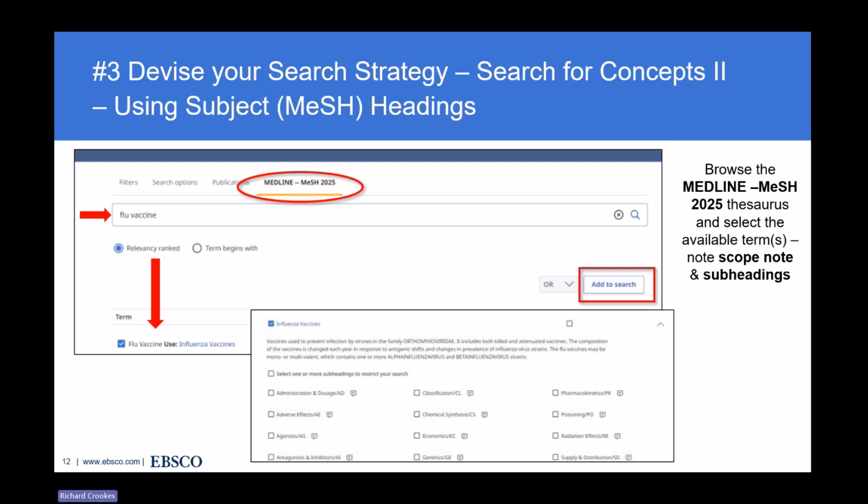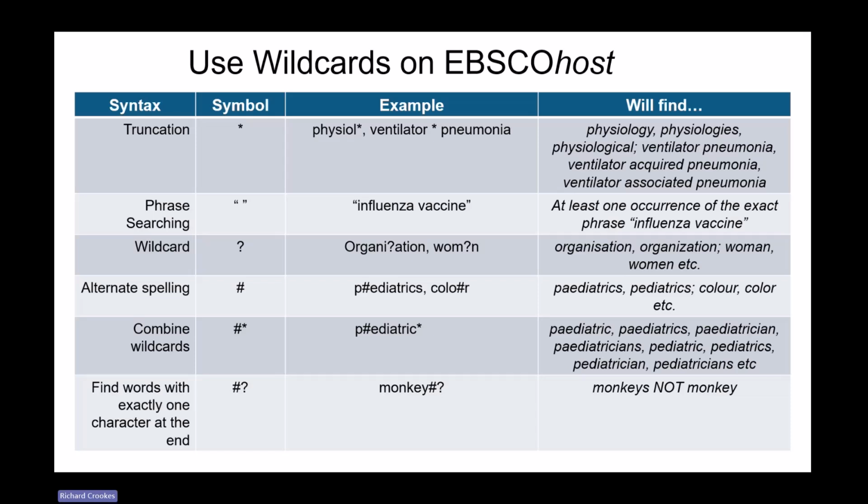Okay, and then you would add that to the search. You can, of course, see the scope note and also choose subheadings if you wish to focus more specifically on a particular aspect of influenza vaccine. And once you've selected the term or terms, you can then add to the search and then run that search on EBSCOhost. And we'll see that live as we go through the demonstration.